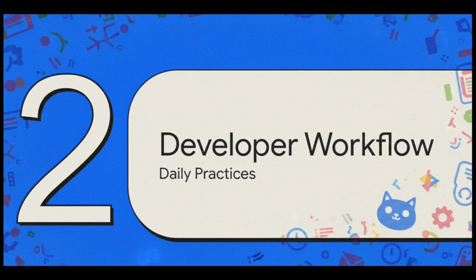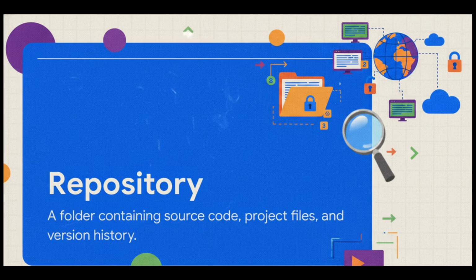Moving right along to section 2, the daily developer workflow. To understand how real teams actually use these tools together every single day, we have to start with the most basic building block of it all, the repository, or just repo for short. Think of a repo simply as a highly organized master folder for your project. It holds your source code, your files, your documentation, and the entire history of every version ever saved. And what's cool is these repos can be public, meaning anyone in the world can see them, which is perfect for your portfolio, or they can be private, restricted to just you and your specific team.